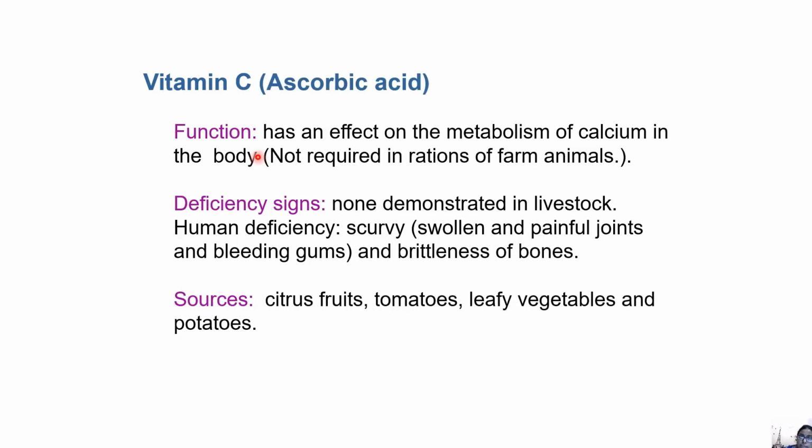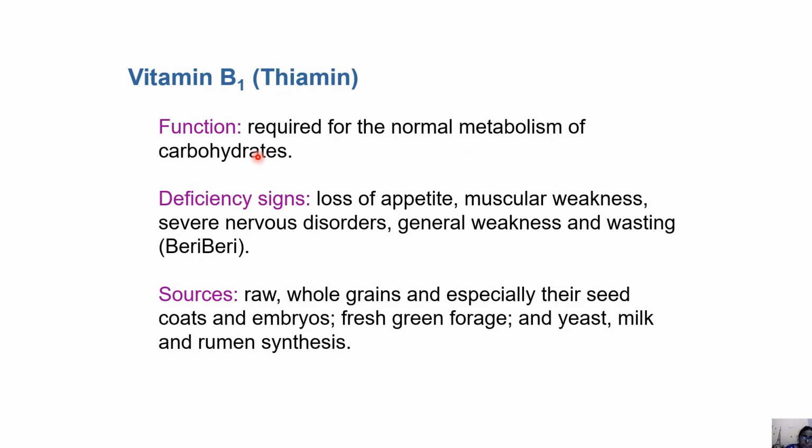Vitamin C is ascorbic acid. Its function is an effect on the metabolism of calcium in the body. None demonstrated in livestock. Human deficiency can be scurvy and brittleness of bones. Sources can be citrus fruits, tomatoes, leafy vegetables, etc. Vitamin B1 is thiamine, required for the normal metabolism of carbohydrates. Deficiency causes loss of appetite and muscular weakness. Sources can be raw whole grains and especially their seeds and embryos.